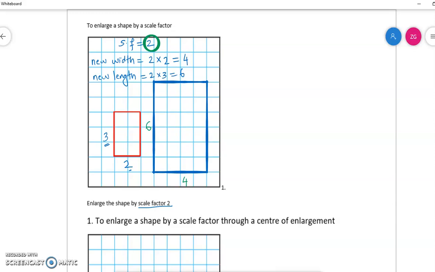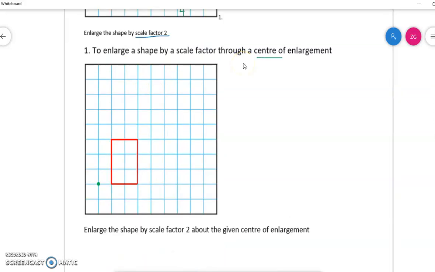Now let's have a look at an example where you will have to enlarge the image by a given scale factor through a center of enlargement. What is the center of enlargement and how will it affect the position of the diagram? We'll have a look at question 1. The center of enlargement tells you where to draw the image on the grid. For example, if the scale factor is 2, not only is the image twice the size of the pre-image or the object, but it is also at twice the distance from the center of enlargement. So it tells you the exact position of the image.